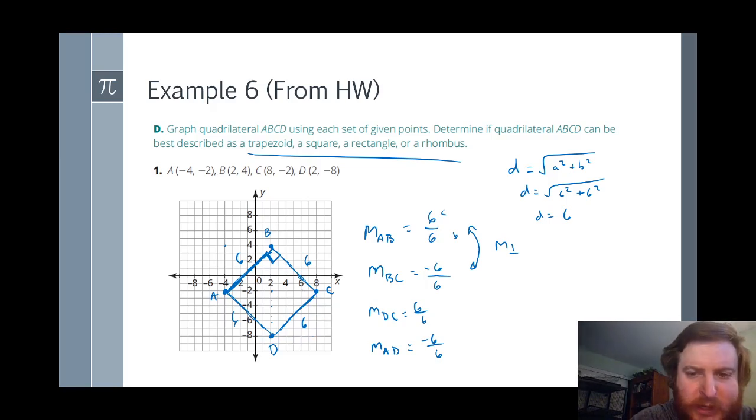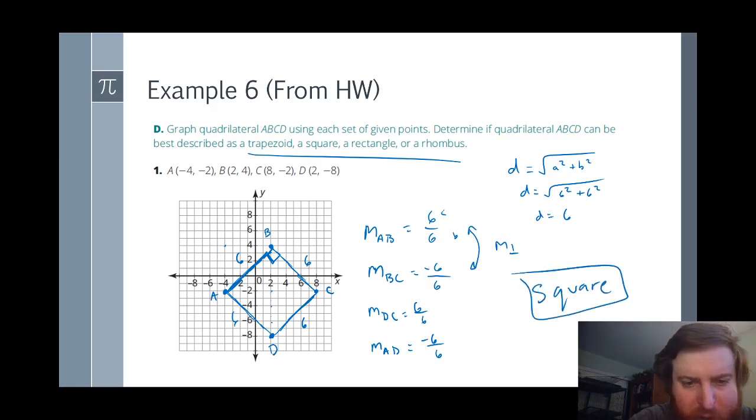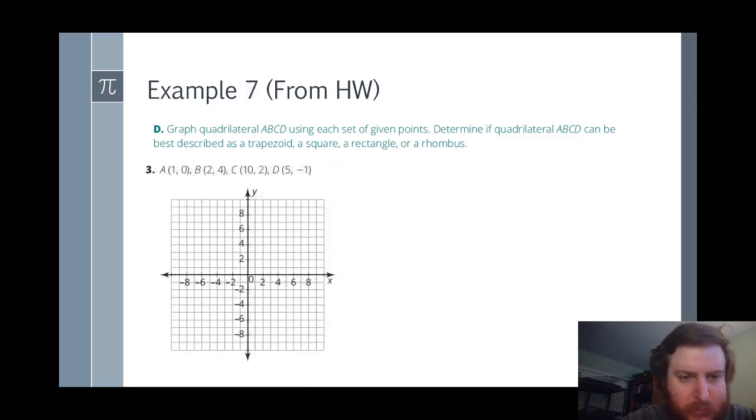So this ends up being a square, so we can say that this is a square safely because we showed that our adjacent sides were perpendicular, and that we showed that all of the sides had a distance of 6.